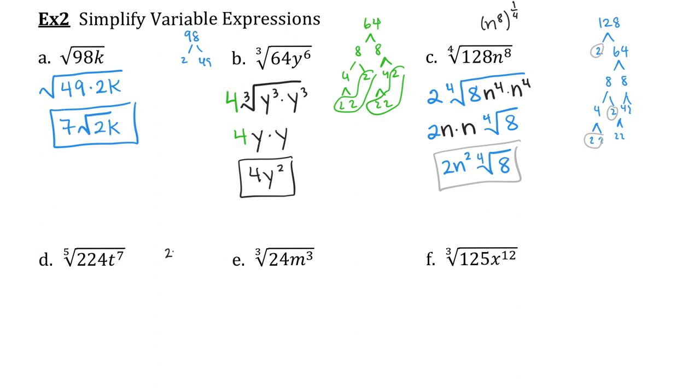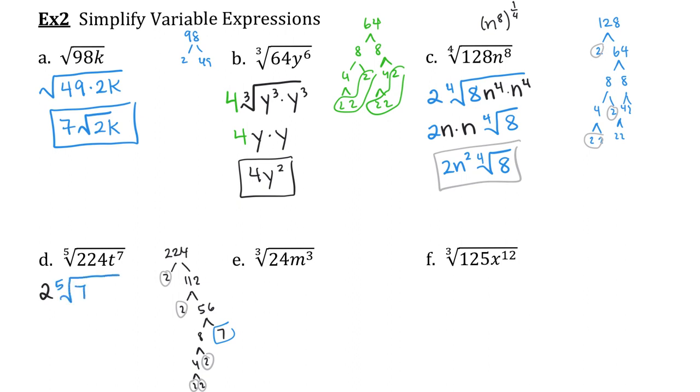2, 2, 4. When in doubt, divide by 2. 112. Let's do 2 again. Actually, I know some numbers here. Let's try 4, 2. What are we doing? A fifth root? Okay, I need 5 of a single factor. So I have 1, 2, 3, 4, 5. Okay, so the 2 is going to come out. What's going to stay in? The 7 is going to stay in. Okay, fifth root of 7.